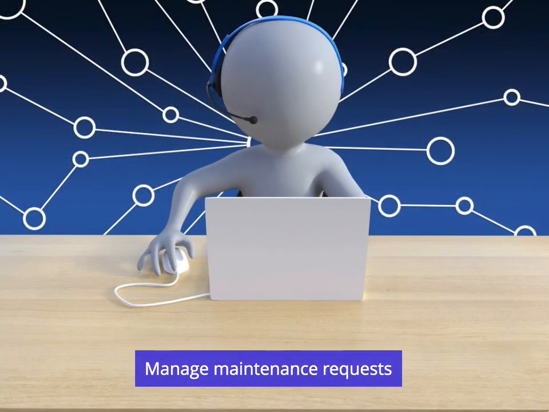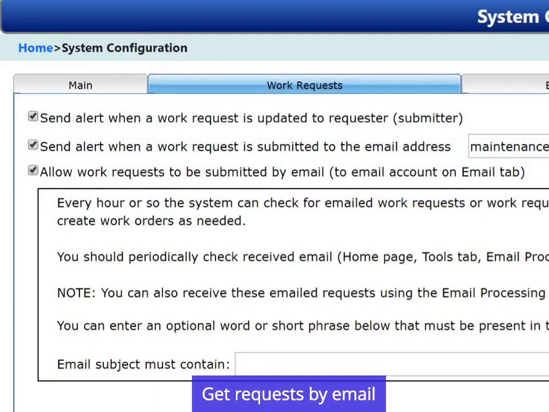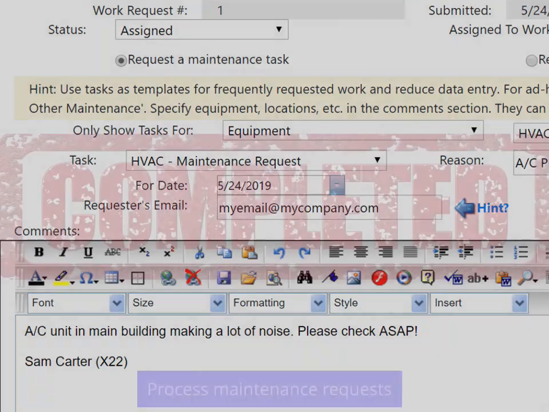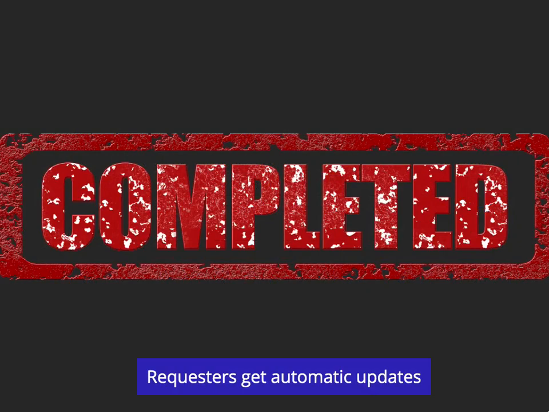You can also receive and manage maintenance requests from other departments or customers. You can tell FastMaint to receive maintenance requests by email. Collect these requests, approve them and create work orders as needed. Maintenance requesters can be kept updated of the progress by FastMaint.